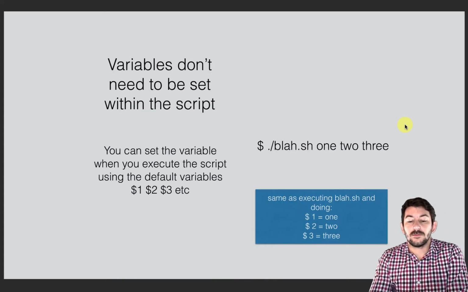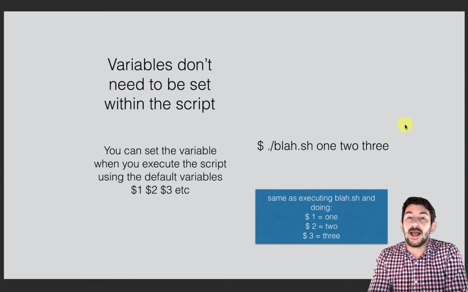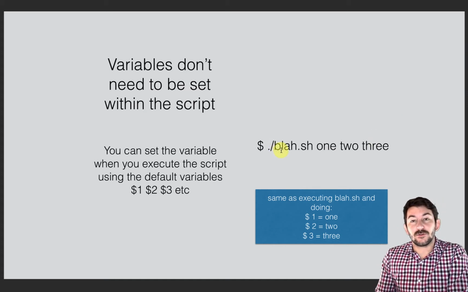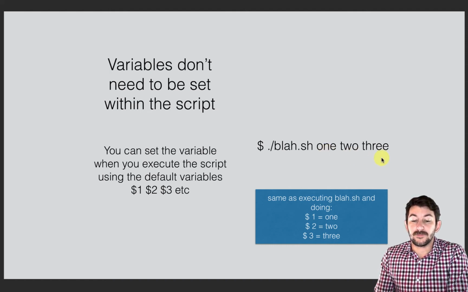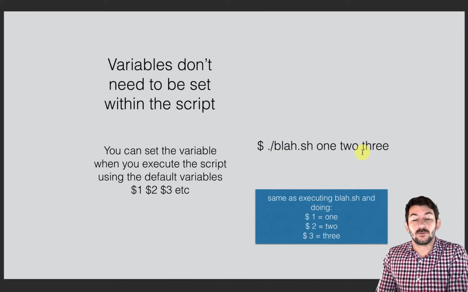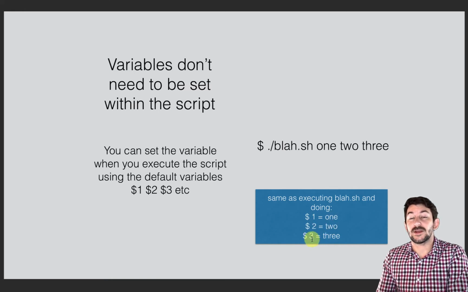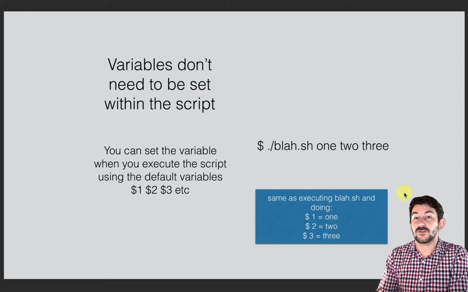So where this becomes helpful is when you start to use variables that you input as you run the script. By default in Bash, if you execute a script and then you put words or anything else after it, in order, it automatically assigns them to variable 1, variable 2, variable 3. So what I'm executing here, where I'm saying ./blah.sh 1 2 3, is exactly the same as if inside the script I had said set variable 1 equal to 1, 2 equal to 2, 3 equal to 3. This is where it starts to get more powerful.